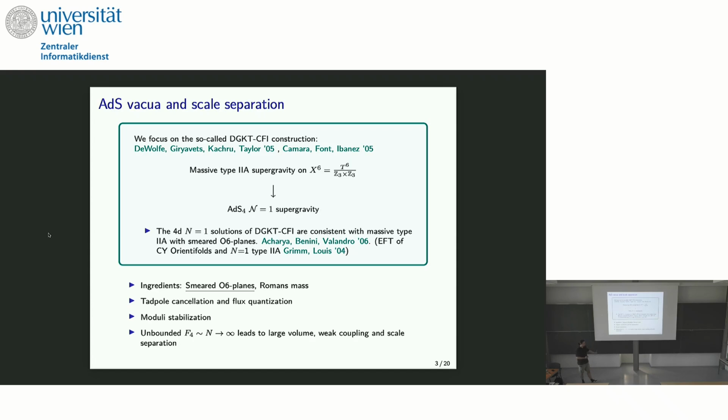There is an unbounded flux, F4, that we will explain how this remains unbounded. And for large values of this, we can have a classical solution. So the volume is large, the string coupling, g_s, is very small, and we are in the scale separated regime. The tadpole is cancelled by fluxes, actually, and the fluxes are quantized. We also include the Romans mass and smeared O6 planes.